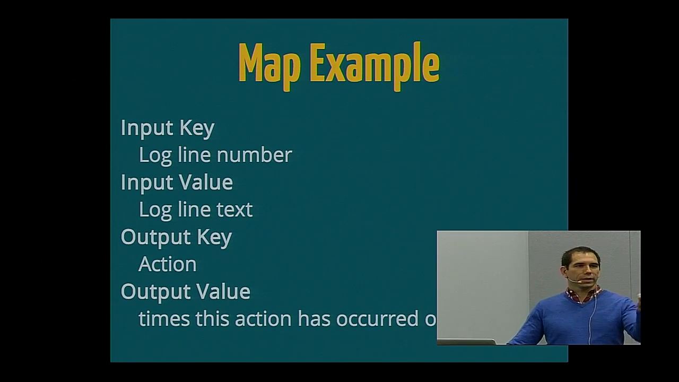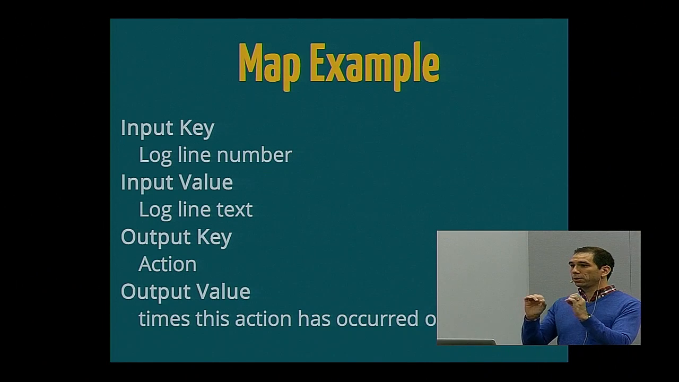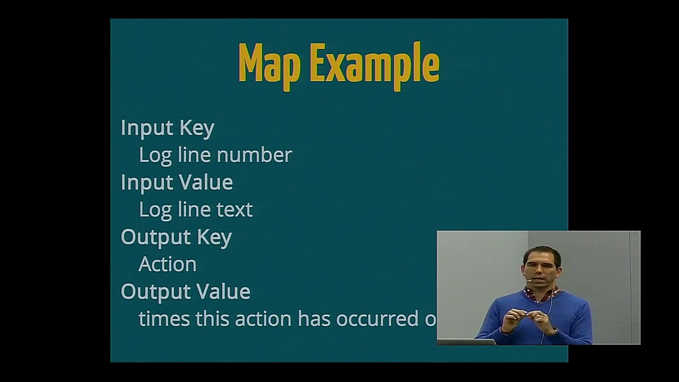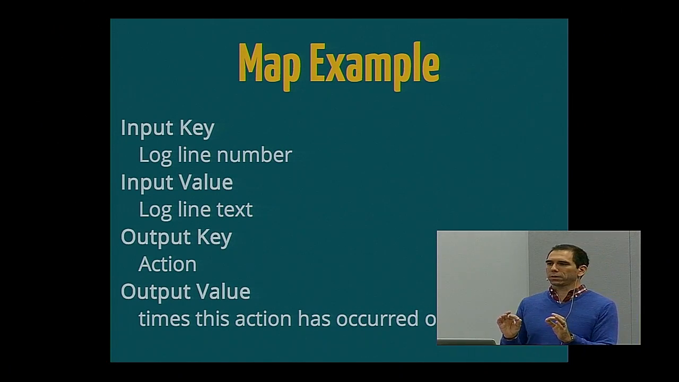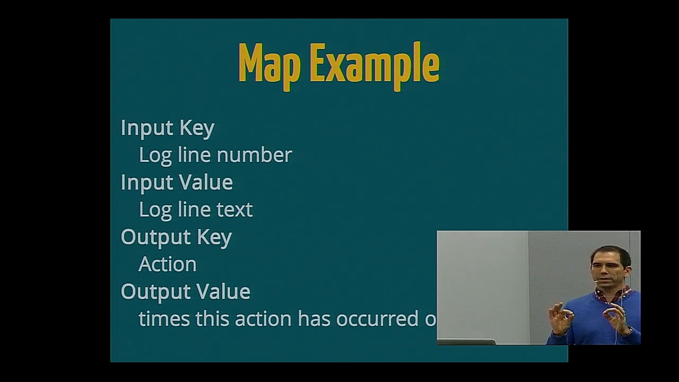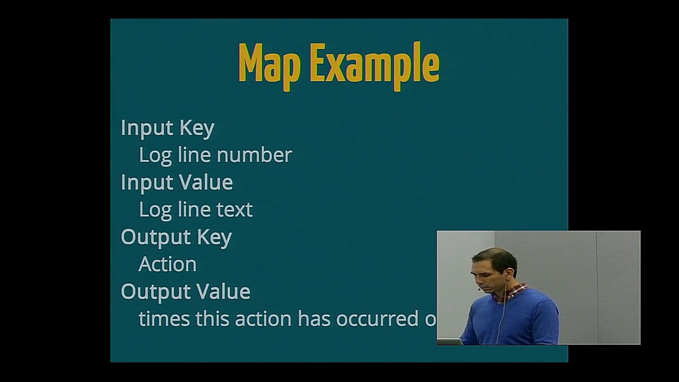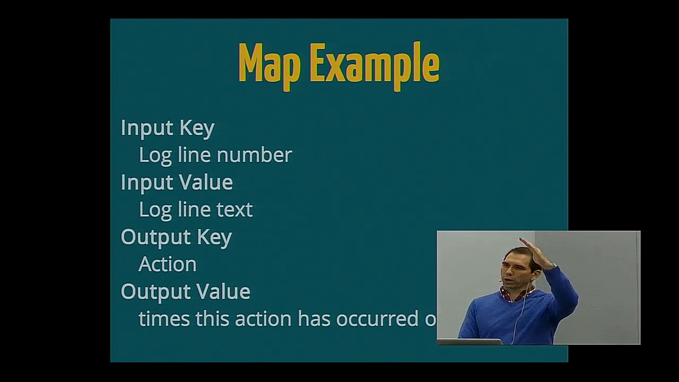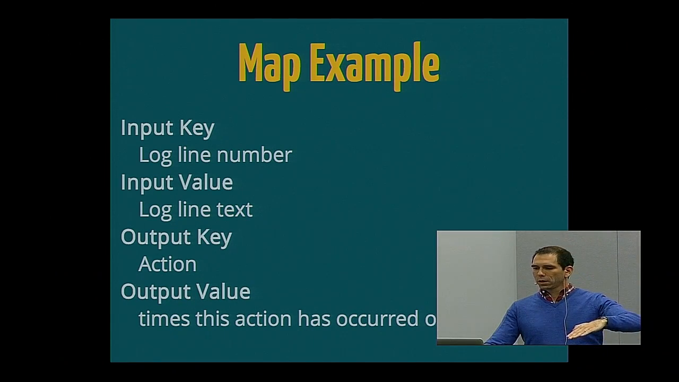So we're going to extract that action and put it in the output key. And the output value, again, we have tunnel vision, so the output value is going to be the number of times that action occurred on this particular log line, right? So what is that number? How many times did that action take place on this particular line? Once. Yes, exactly.